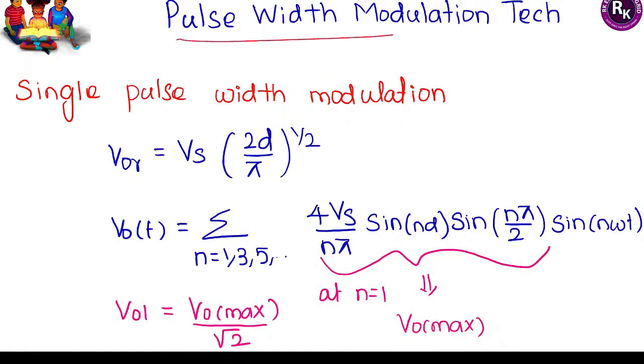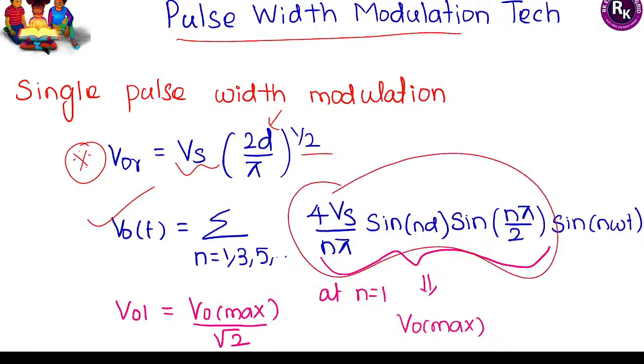Next, let us discuss the pulse width modulation technique. First, we have the most important formula, single pulse width modulation. The formula is output RMS equal to supply voltage Vs into 2d by pi, whole power 1 by 2. This is the general expression including the effect of harmonics. Now, if n equals 1, this is the maximum value of the harmonic expression. If you divide it by root 2, that will give you the value of fundamental RMS, but make sure n is replaced by 1 when calculating the fundamental harmonics. So whenever they ask for the fundamental RMS voltage for the single pulse width modulation technique, replace n equal to 1 in the maximum expression and divide by root 2, and that will give you the RMS voltage expression.